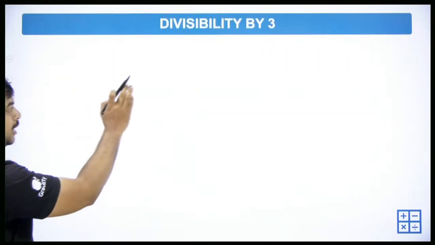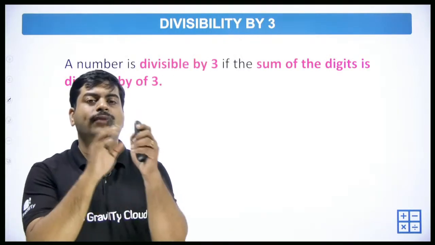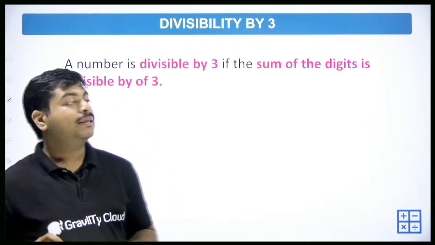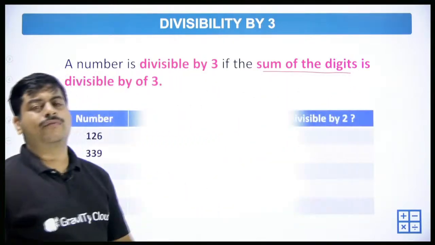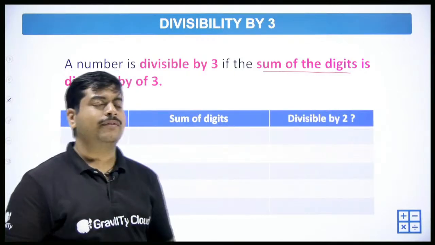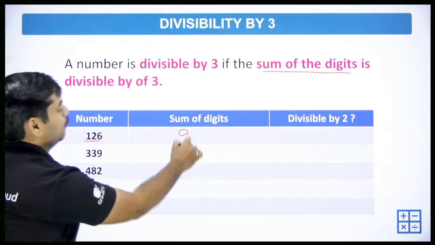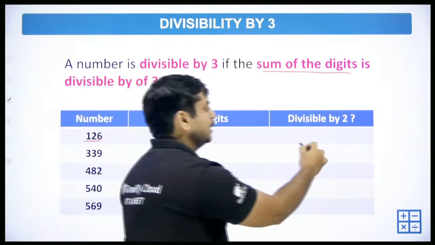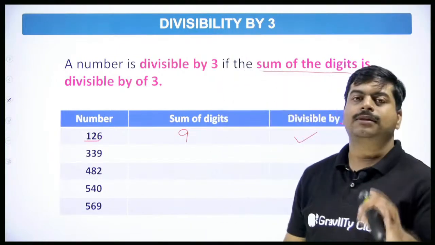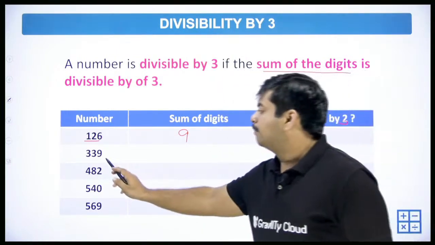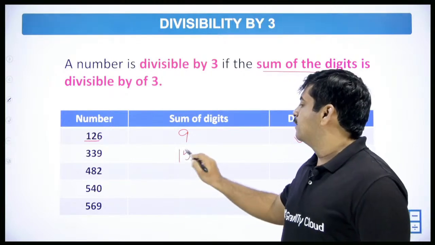The logic is that for 6 it should be a multiple of 2 and 3, and we discussed a lot of examples. For the first number, we are having the sum of the digits 126, which is an even number. The sum of the digits is 9, and 9 is divisible by 3. So, yes, a number is divisible by 6 if it is divisible by both 2 and 3. So let's move ahead.